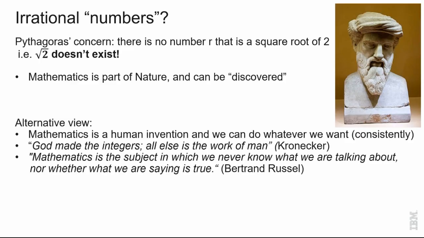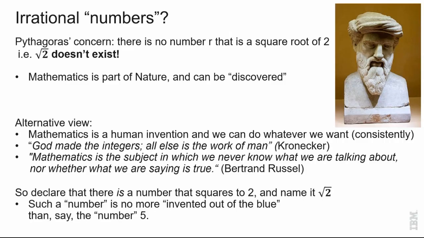The modern view is different, and that is we don't really care about nature. We do what we like. Mathematics is a human activity. If we don't find the square root of 2, we just declare it. We don't have to worry if it exists in nature or not. That's just the business of humans. There are 2 quotations here from Kirchner and Russell about this point.